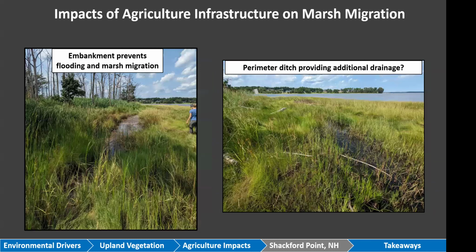Additionally, we also found a small perimeter ditch right seaward of that, which was collecting water and probably providing an avenue for drainage off that embankment and the upland area as well.